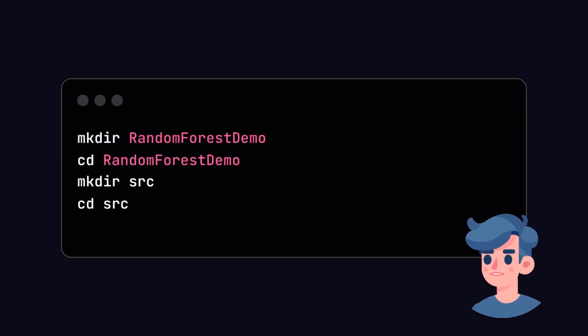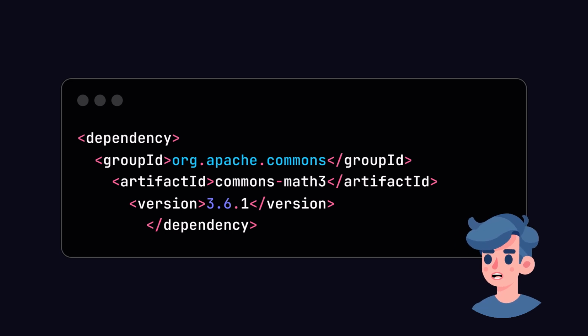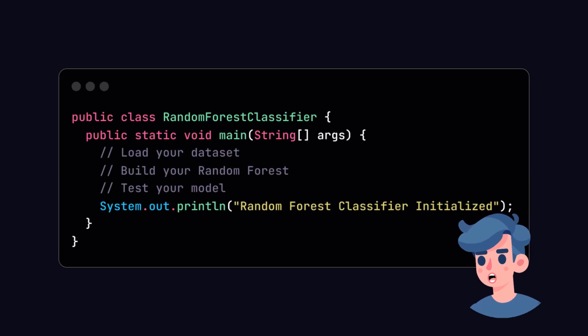Let's set up our Java project. We will be using Java along with popular libraries like Apache Commons Math and Weka to streamline the implementation. Next, ensure you have installed the Apache Commons Math library. You can download it from their official website or include it in your project using Maven if you're using a build management tool. Now let's write the code for our random forest classifier.